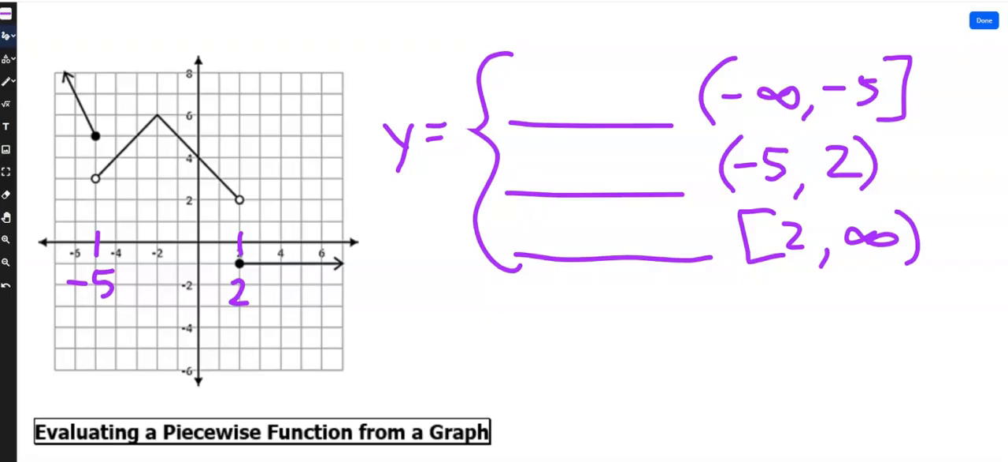Okay? The first one is a line, right? It looks like the slope is down 2 over 1. So that is a negative 2x. If you were to continue that pattern and just keep going down 2 over 1, down 2 over 1, down 2 over 1, it looks like you would land at negative 5.